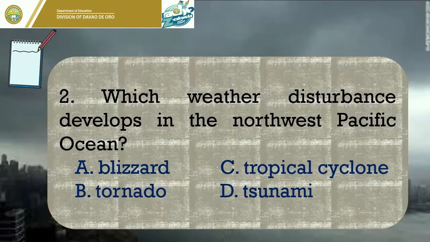Question number 2. Which weather disturbance develops in the Northwest Pacific Ocean? A. Blizzard. B. Tornado. C. Tropical cyclone. D. Tsunami.